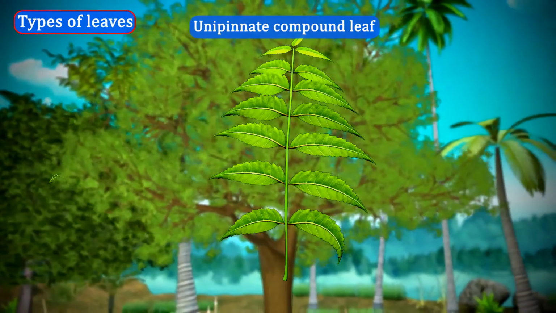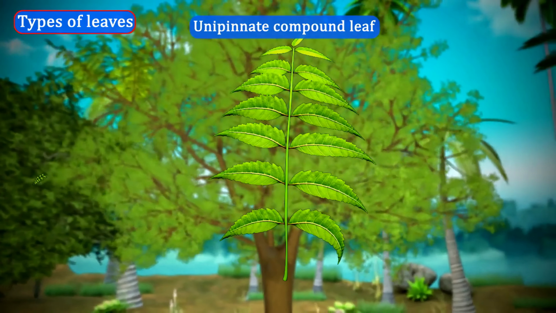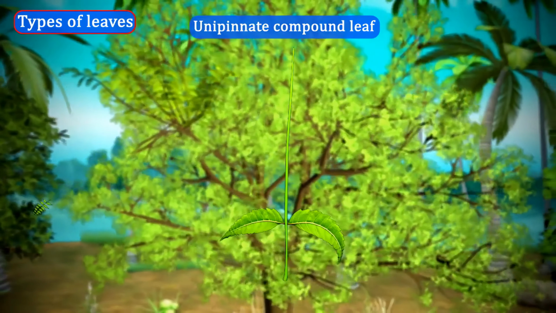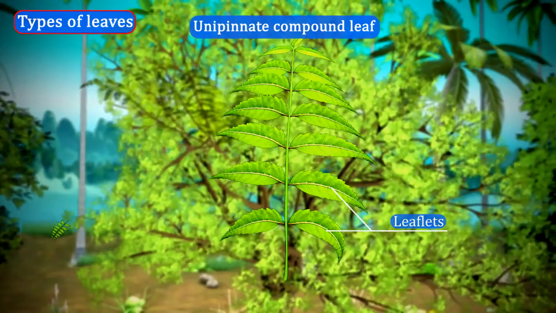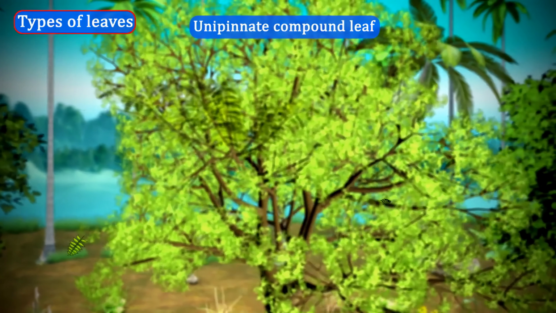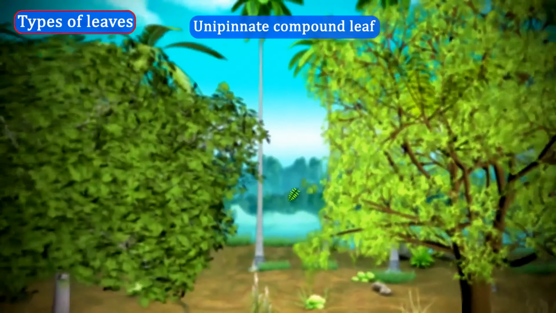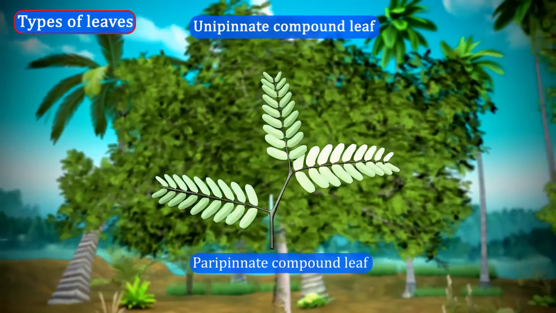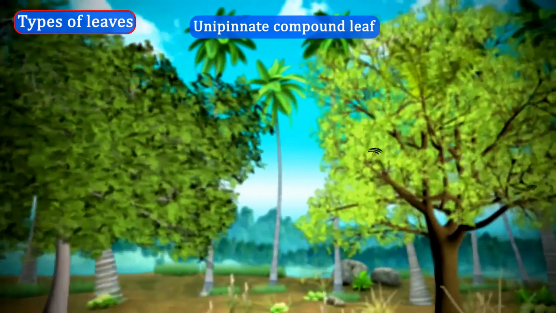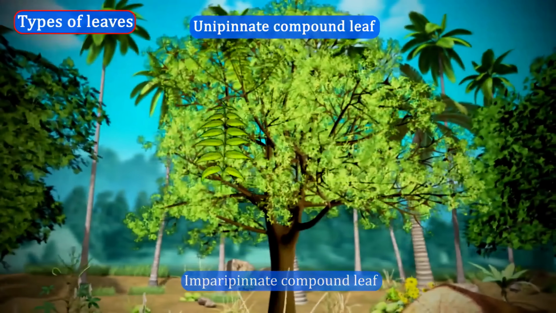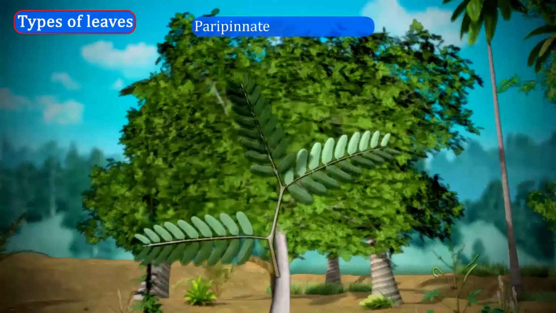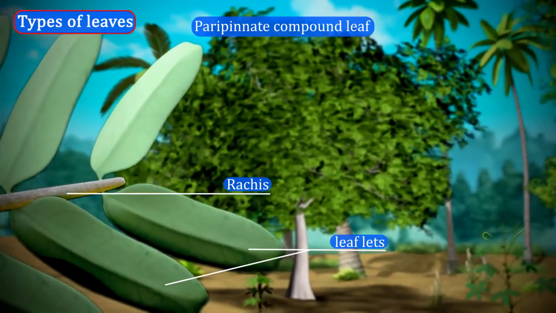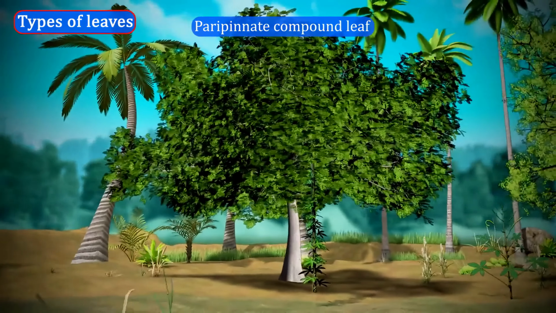Unipinnate compound leaf. Rachis is unbranched and is called a primary rachis. Leaflets are borne directly on the primary rachis. Unipinnate compound leaves are classified into two types. They are paripinnate compound leaves and imparipinnate compound leaves. In paripinnate compound leaf, the rachis may terminate with a pair of leaflets. Paripinnate compound leaves are seen in Tamarindus.